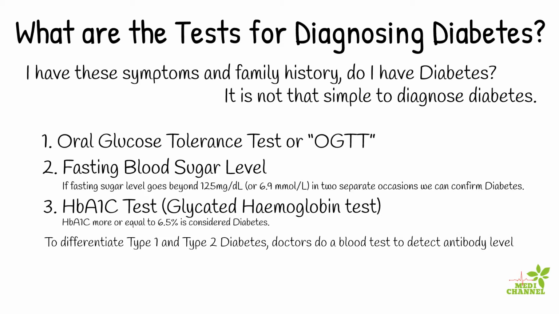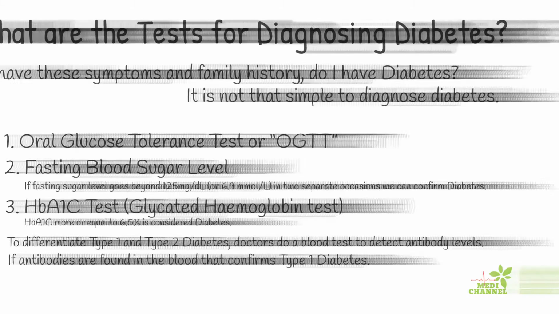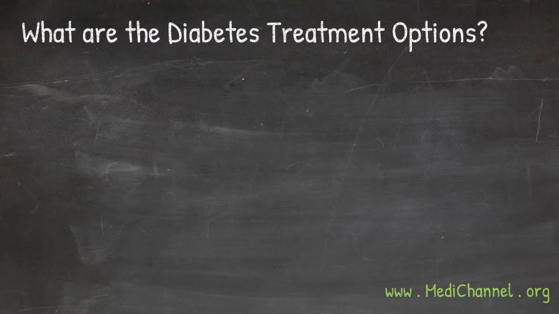Fourthly, to differentiate type 1 and type 2 diabetes, doctors do a blood test to detect antibody levels. If antibodies are found in the blood sample, it is considered as type 1 diabetes mellitus. What are the diabetes treatment options? For type 1 diabetes, the only viable treatment is insulin. Sadly, there is no cure for type 1 because the immune system destroys the pancreatic cells producing insulin.